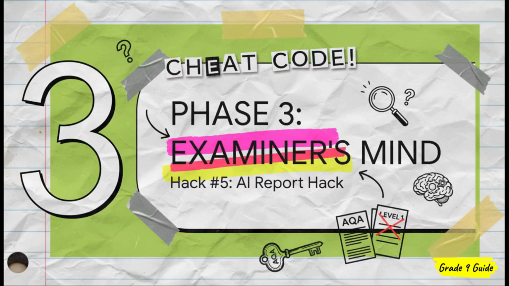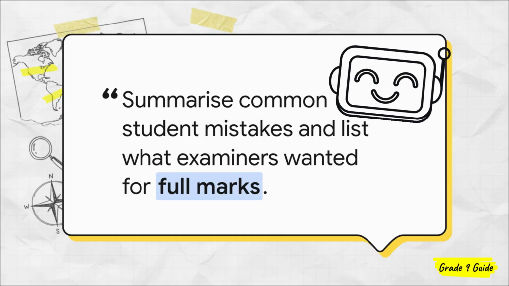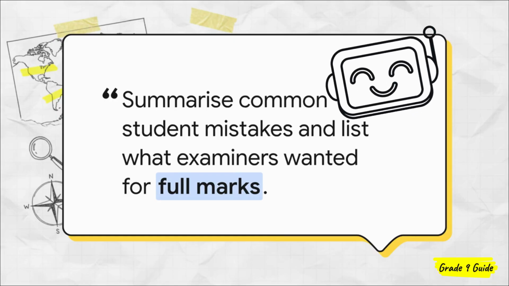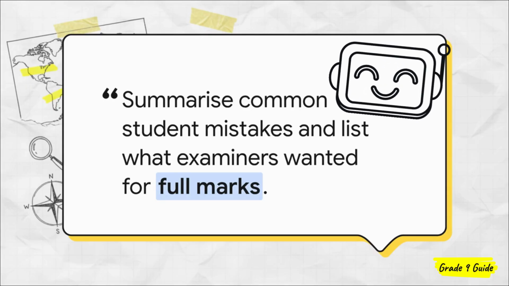Hack number 5. You've marked your paper, but you don't know why you only got level 1. What you need is the hidden cheat code, the AQA Examiner's Report. These reports list out the exact mistakes thousands of students made last year, but they are so long and dry. So here's the AI hack. Grab the section for the topic you're struggling with and just paste it into any AI chatbot. Claude, ChatGPT, whatever you use.